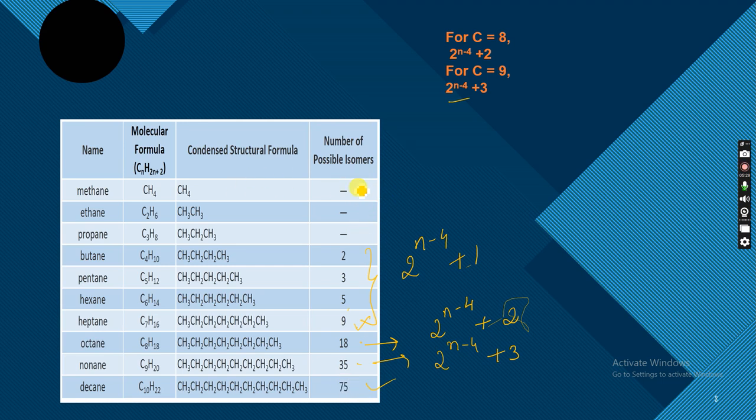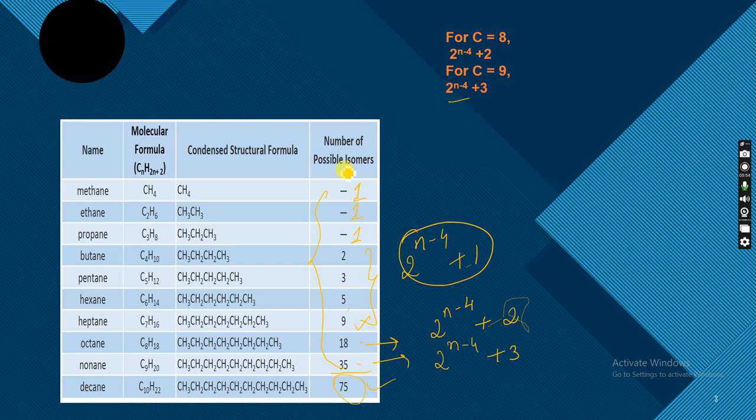For methane there is only one structure, ethane only one, propane only one. So we cannot use this formula; there is only one structure. If I put 1 here and you add all of this till 35, till nonane, you will get 75. So decane has 75 isomers. That's one way of remembering. So 75 isomers are possible for decane.